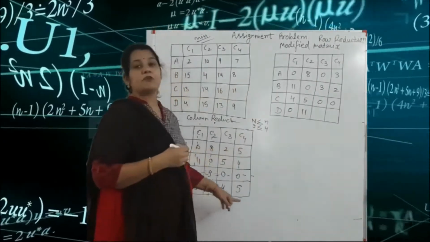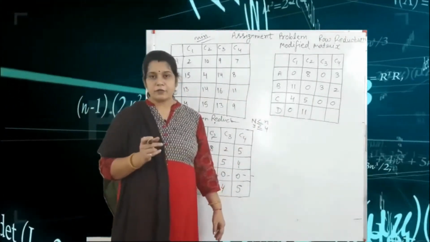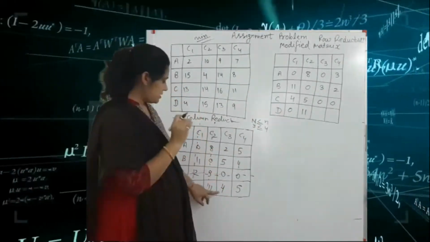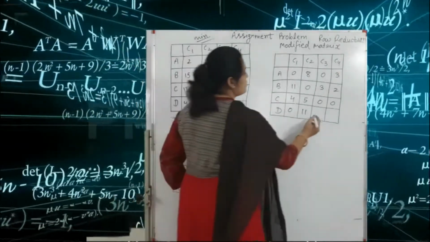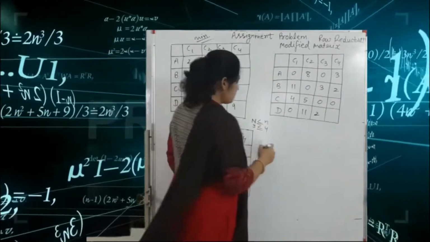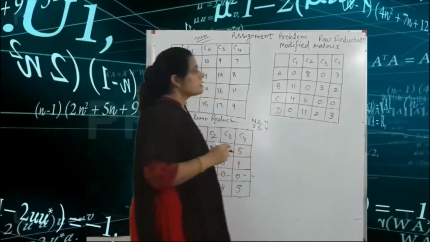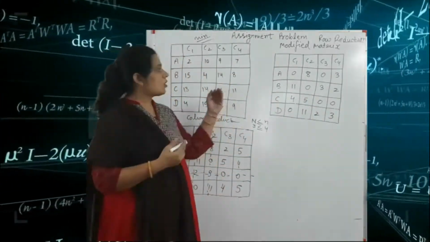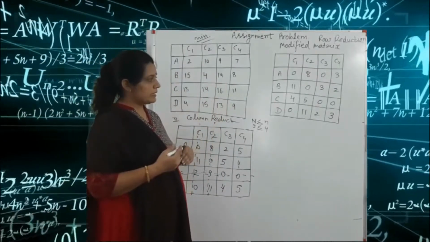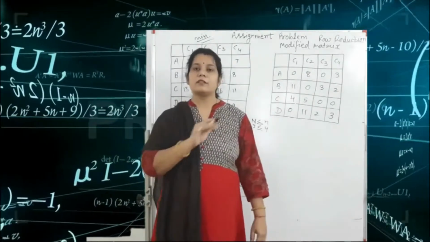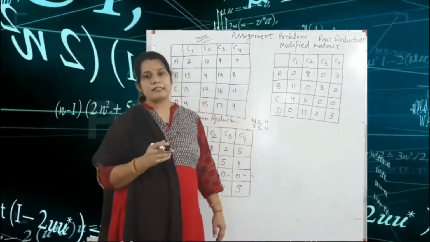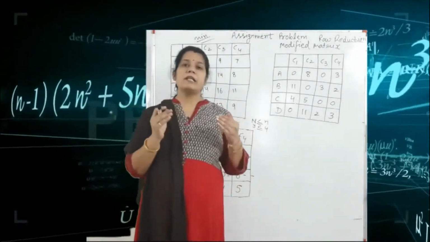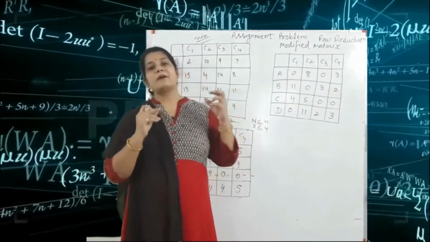Okay, but here 4 and 5 are unoccupied cells. So we subtract 2 from them: 4 minus 2 is 2, and 5 minus 2 is 3. So this is the modified matrix. According to this modified matrix, again we draw the horizontal and vertical lines. That means we use the minimum lines and cover the maximum 0s.